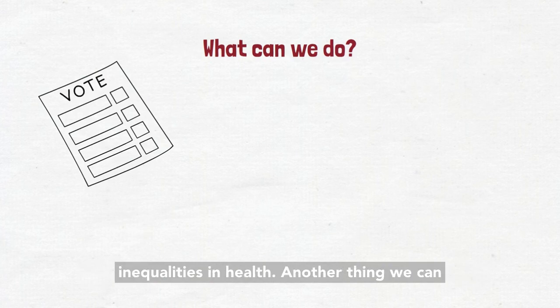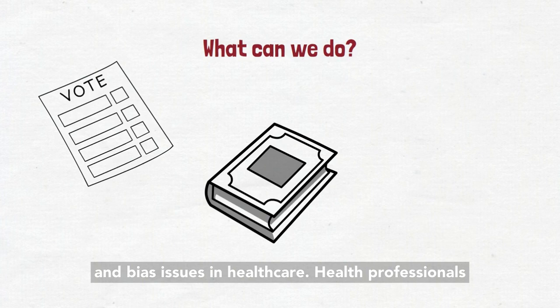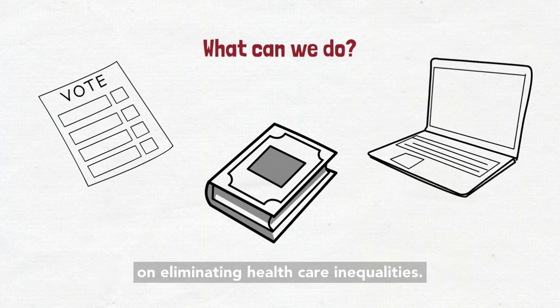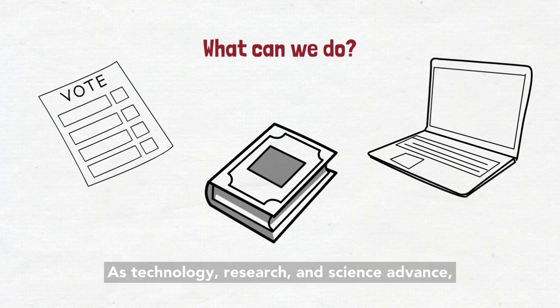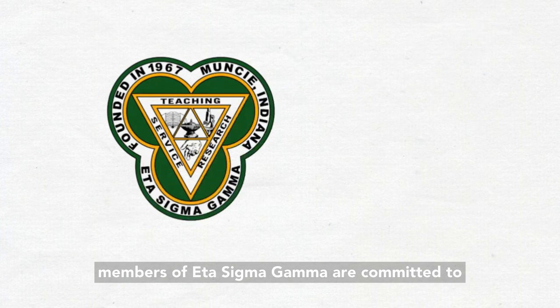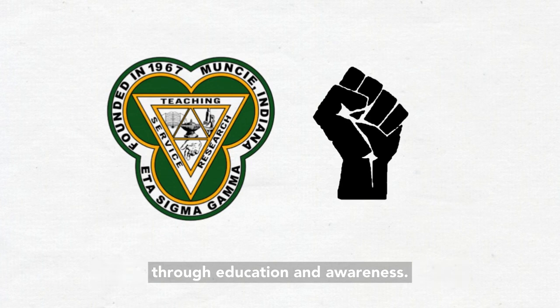Another thing we can do is provide educational resources to health professionals that address common discrimination and bias issues in healthcare. Health professionals need to be held accountable for unfair treatment of patients based on race and ethnicity. Another important step we can do is support research in eliminating healthcare inequalities. As technology, research, and science advance, our ability to eliminate racial inequalities in public health should advance as well. The members of Eta Sigma Gamma are committed to reducing racism and the health impacts of racism through education and awareness.